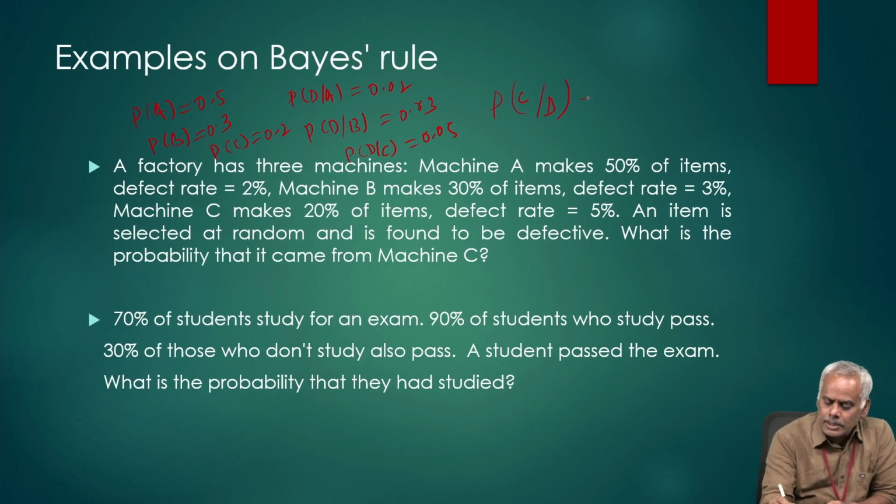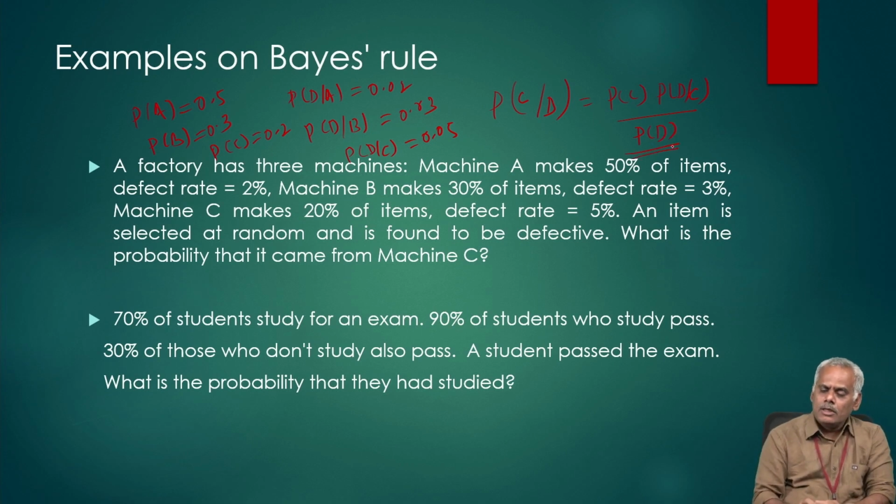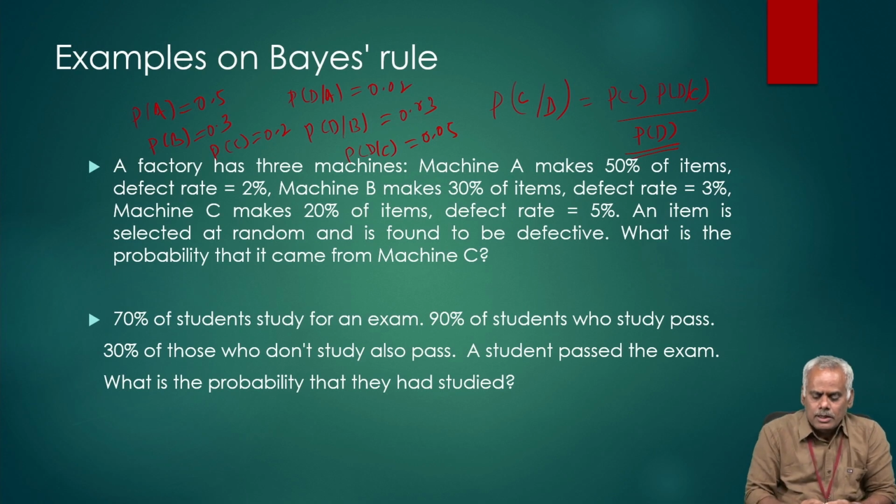Probability of C given D is equal to probability of C into probability of D given C divided by probability of D. And find this probability of D by using law of total probability, that is 0.5 into 0.02, 0.3 into 0.03, 0.2 into 0.05. So this is probability of defective items, and then probability that a defective item is from machine C is probability of C into probability of D given C divided by probability of D.